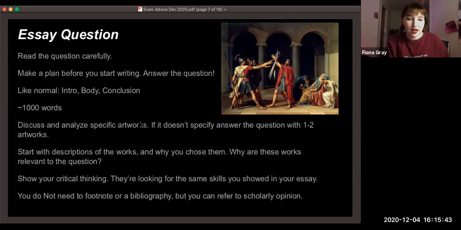Also, you don't need a footnote or bibliography on this essay. Just imagine it's like a normal in-person exam. Even though this is open book, you're not required to footnote, but you should, if you can, reference scholarly opinion. So if there's a specific article that talks about this work and they have an opinion on it, you can mention that author. Especially if there are varying opinions on one topic, you can have 2 scholars argue with each other in your discussion.